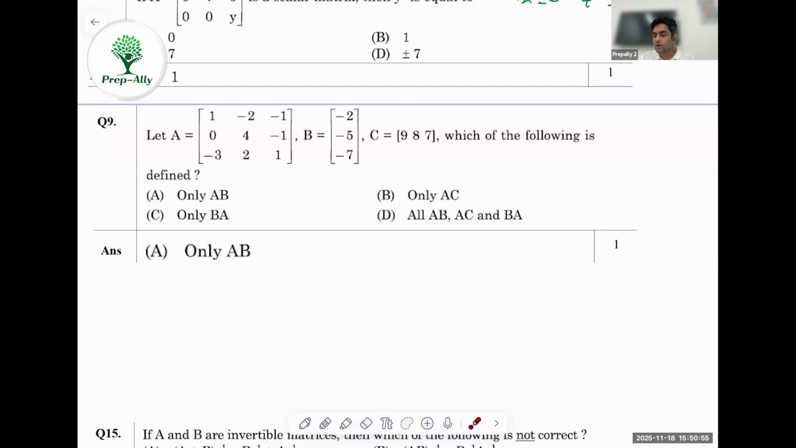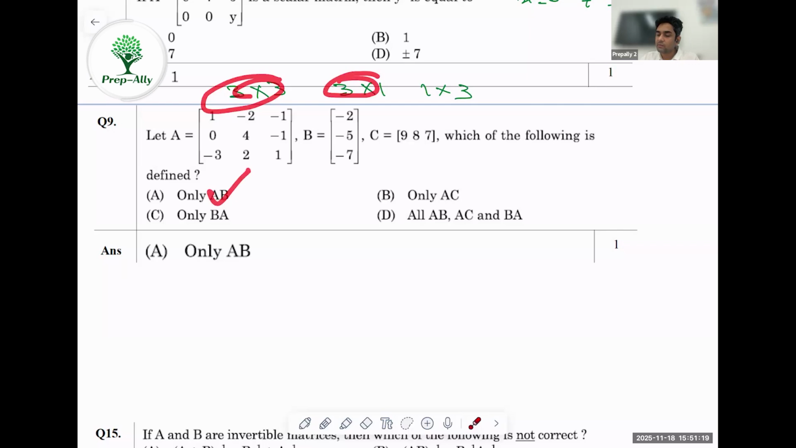Now, coming to the next one, again, it's a 1 mark question. We have a matrix A, we have a matrix B, we have a matrix C. Now, which of the following is defined? This is based on the order of the matrix. So A is a 3 cross 3 matrix, B is a 3 cross 1 matrix, and C is a 1 cross 3 matrix. So we can multiply a 3 cross 3 with a 3 cross 1.